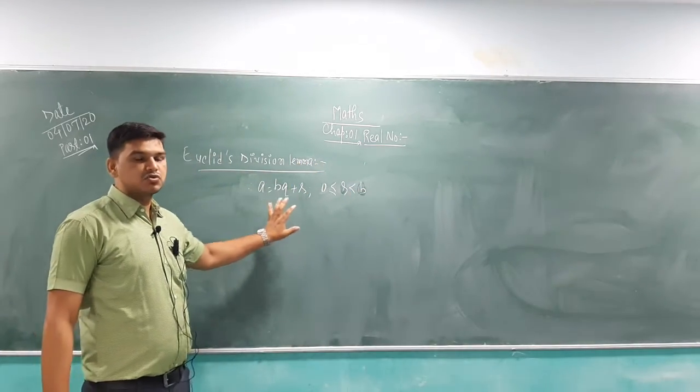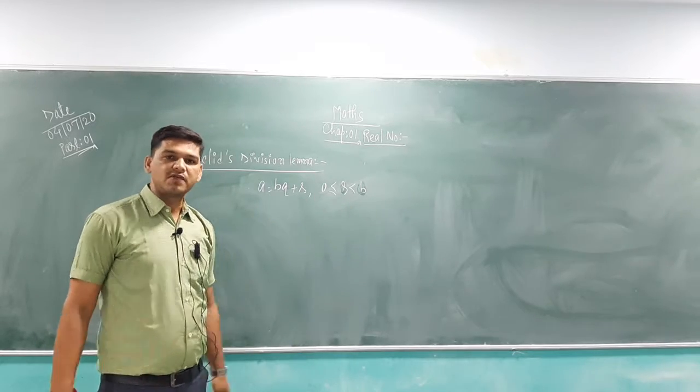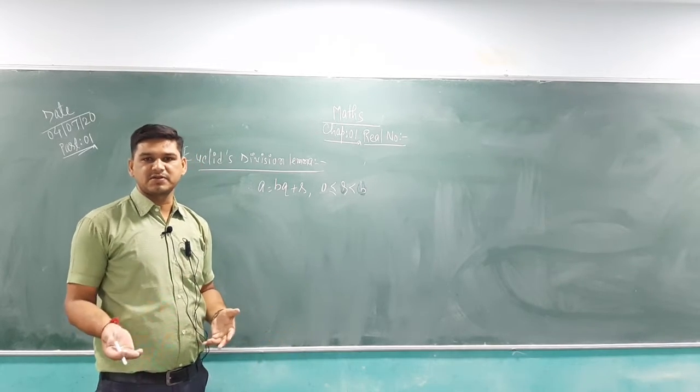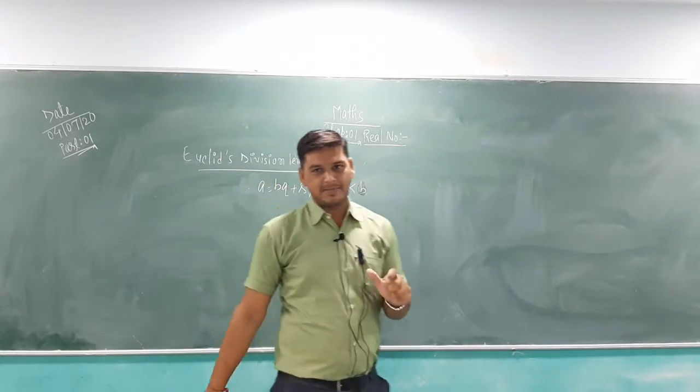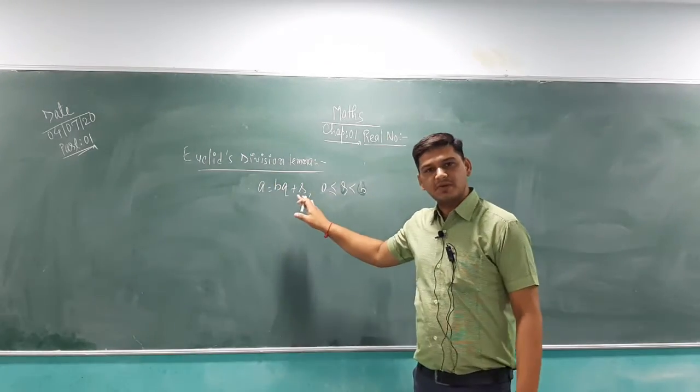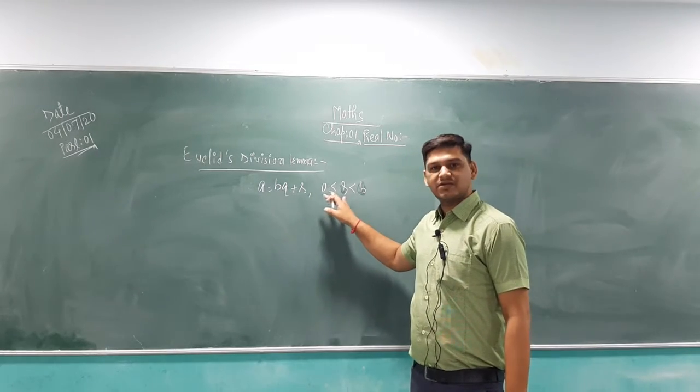It is generally used to prove that numbers are in the form of 3m or 3m plus 1, or multiples of 2. We will use this type of terms. So according to Euclid's division lemma, a is equal to bq plus r, where 0 is less than or equal to r, and r is less than b.